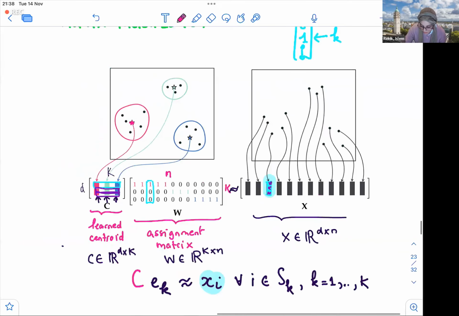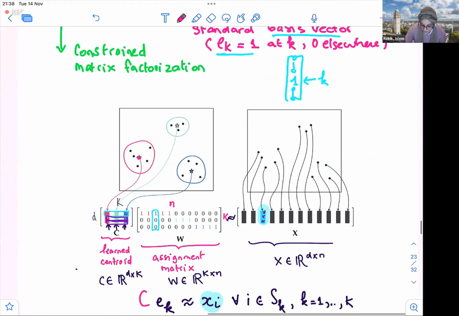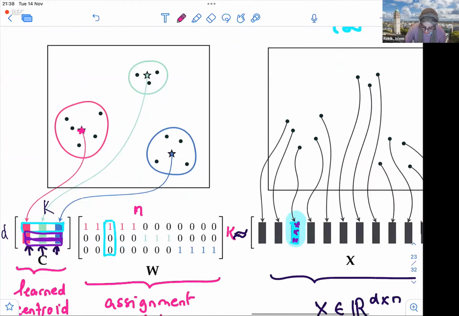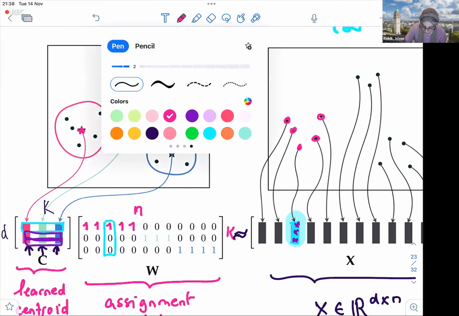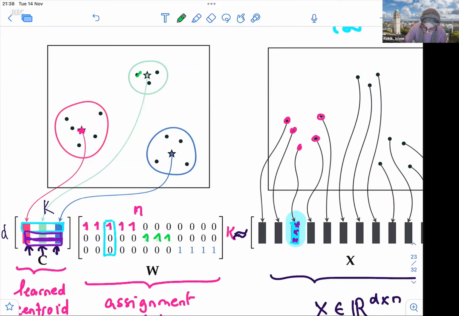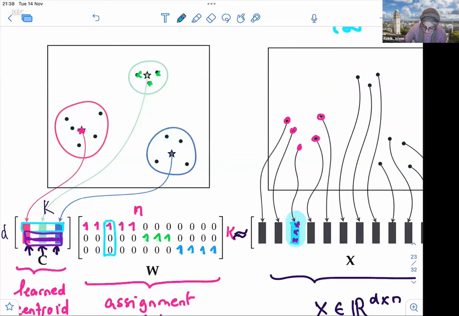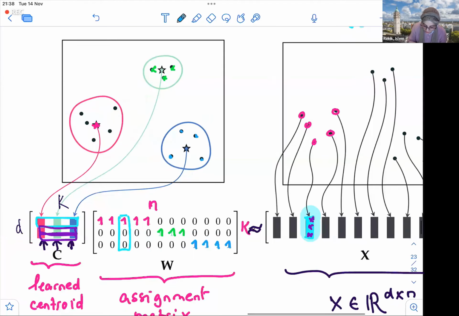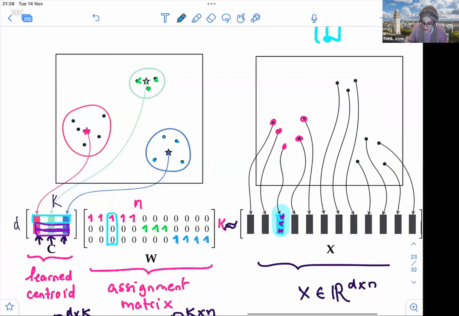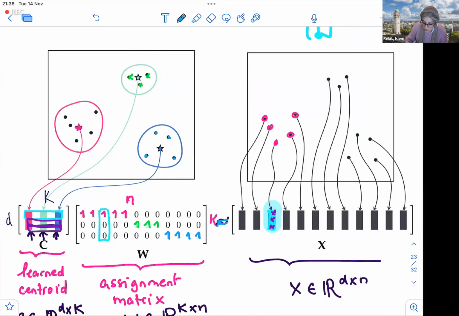However, this is a constrained optimization. Why is it constrained? Because at the end, I want the W to take only one value. So for all n points belonging to this cluster, which are the red points right here, I want them to take one. And likewise for the green points, so these three. The structure of the W that I'm learning is very unique. So I wanted to include all these points, so that when I multiply by this C, I can approximate them. So I can reconstruct these points almost very well using these centroids and the neighboring points, actually.